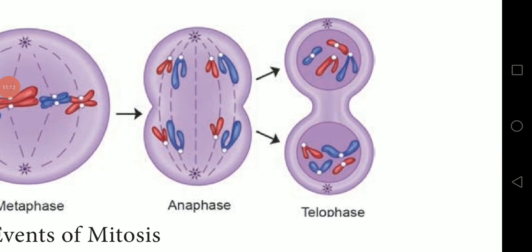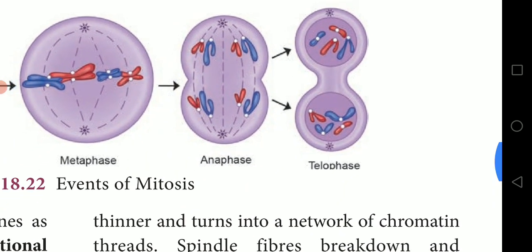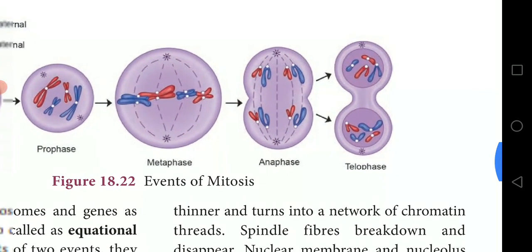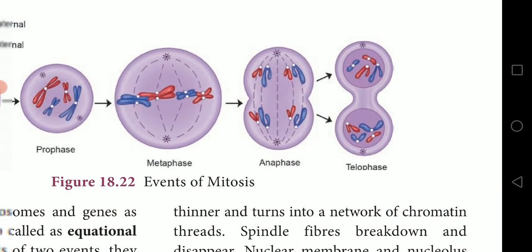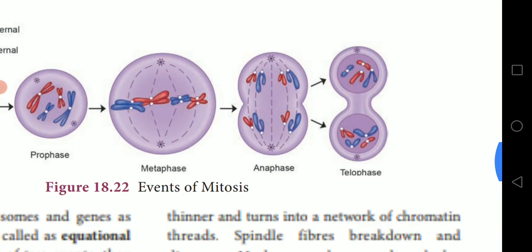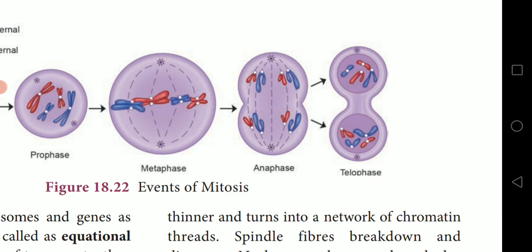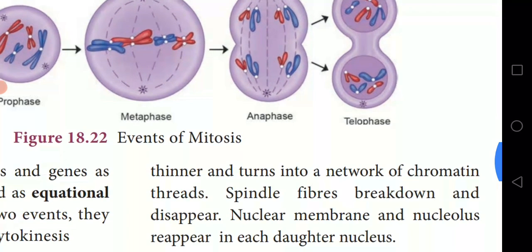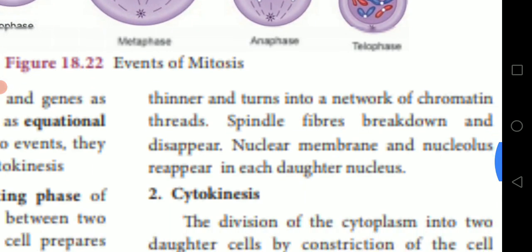So these are the events of mitosis. There are four phases. Karyokinesis means division of the nucleus into daughter nuclei. While dividing the nucleus, it undergoes four phases: prophase, metaphase, anaphase, and telophase. This is what we have seen so far.